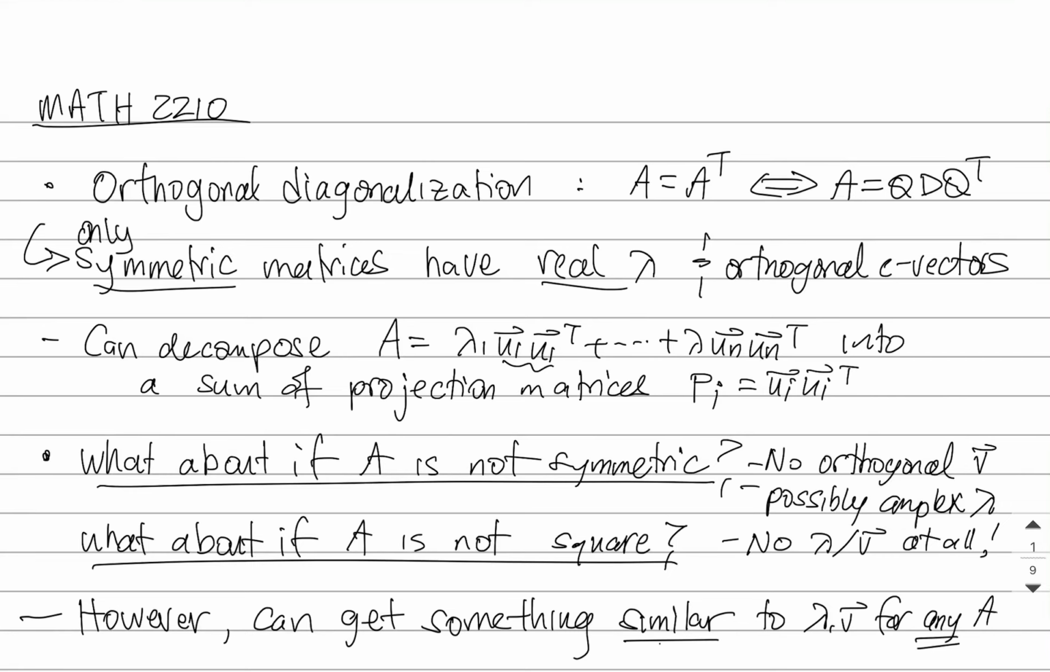When a matrix is symmetric, it can be orthogonally diagonalized. What that means is we can find this type of decomposition where the eigenvalues are all real and the eigenvectors are all orthogonal to each other. Now, this only occurs when the matrix is symmetric. Even more, we can then write our matrix as a series of projection matrices.